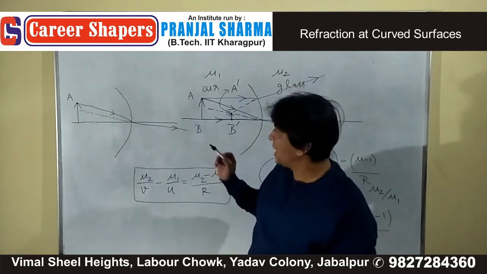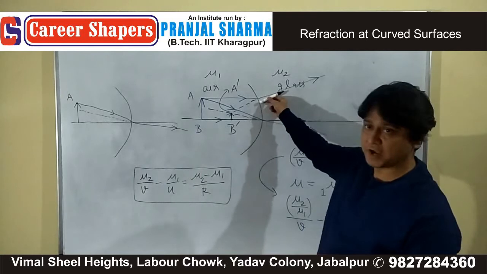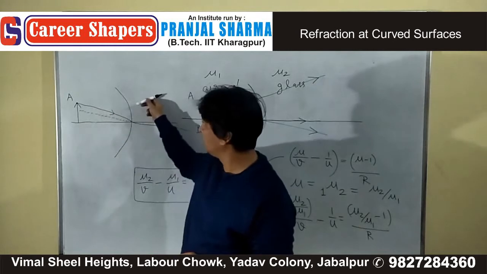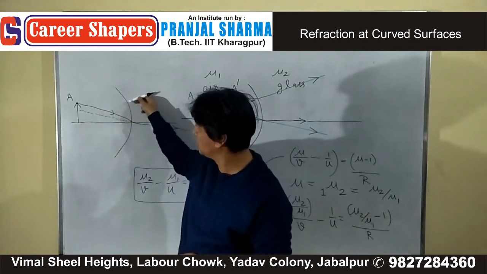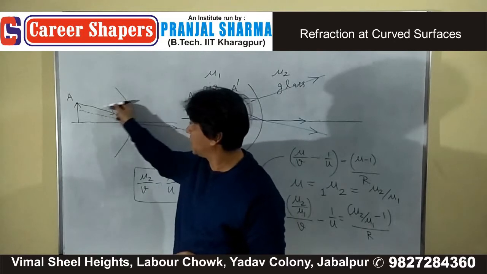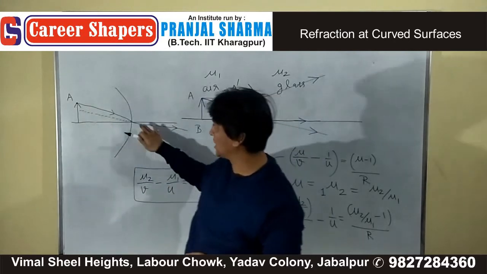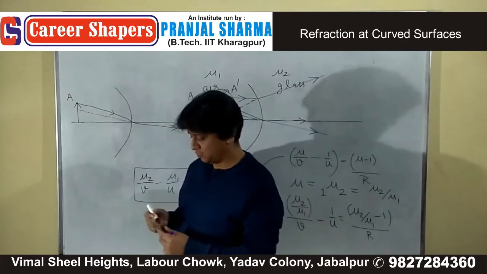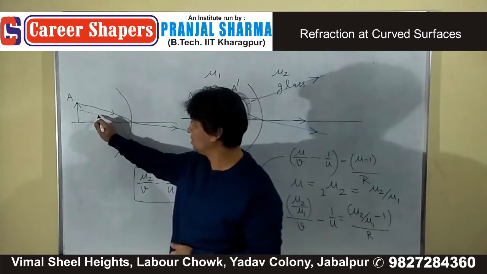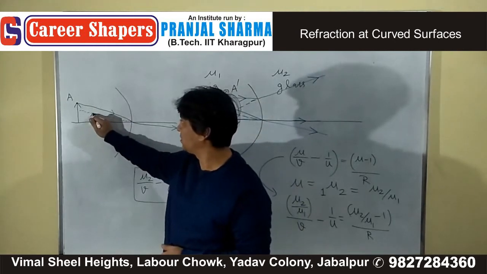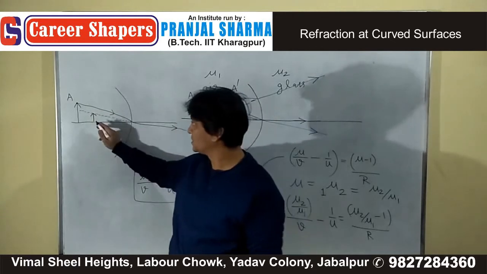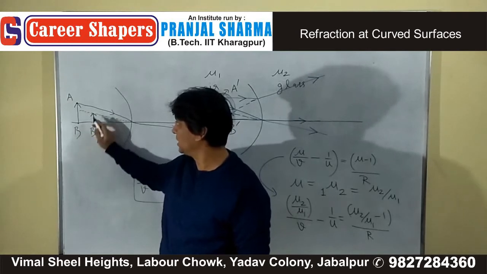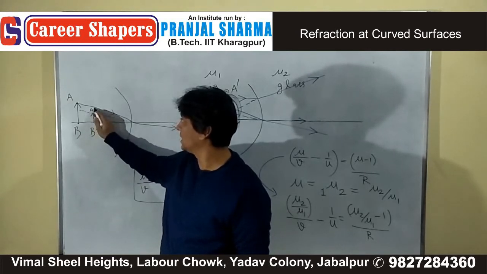Now what? Every time this second ray meets with this first refracted ray, it will either take place at this position or at this position or at this position, but that intersection will always take place somewhere on this line. That means we can say that our image formation, let's say, takes place somewhere here. If this is the image formation, this bottom is B dash, this is B, and the top part is A dash.